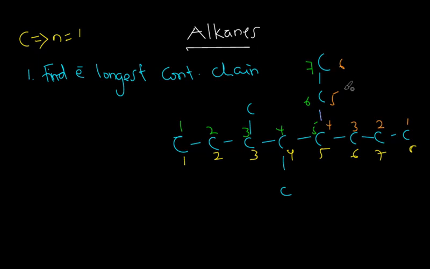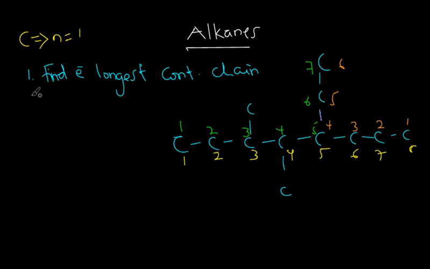So from the look of things, it is clear that if we take this as our longest continuous chain, that makes sense because we have 8 carbons in this row. If we are counting like this, we have 7. From this side we have 6. So we will be taking our longest continuous chain to be 8.